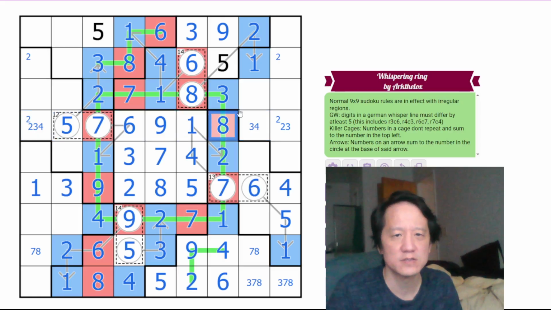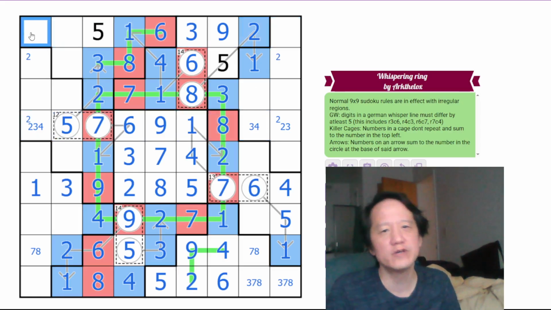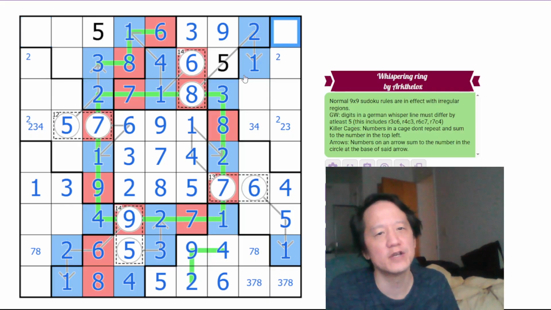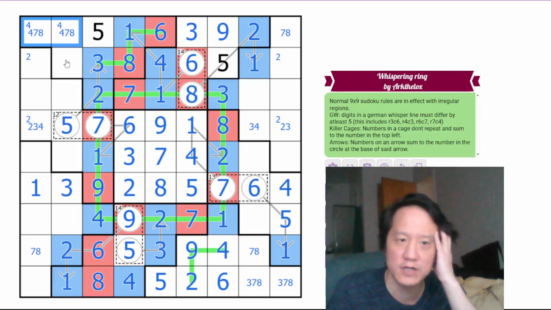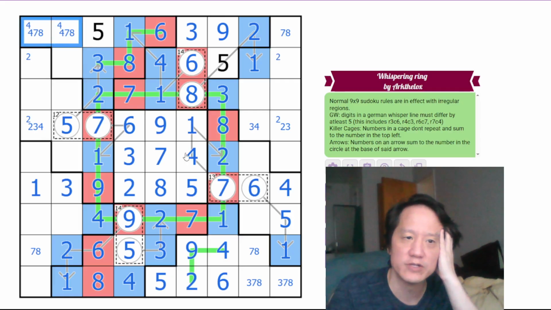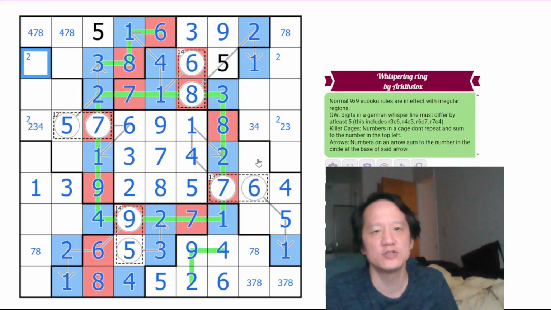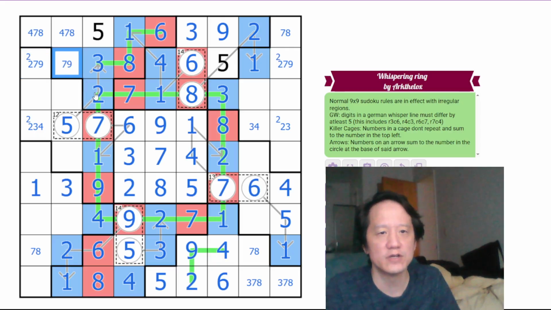So that's okay. In row 1, we're missing, what, 4, 7, and 8. And this can't be 4, so this is 7 or 8. This is 4, 7, and 8. So there must be a 4 in one of these 2 cells there, which eliminates... Okay, well, we didn't even need that. So what are we missing in row 2? We are missing 2, 7, and 9. So this is 2, 7, 9, and this is 7 or 9.